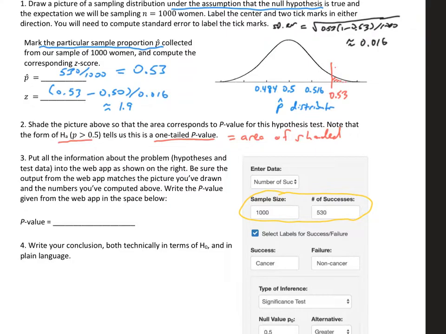So knowing that it was 530 out of 1,000 is actually what we need to know for the computer program. That's why I was saying if they had just told me 53%, I would have to figure out how many people that was in order to set this up. I click this box, select labels for success and failure. It allows you to put in some things here so the picture makes more sense to you. It's totally optional. There's no reason to do that in terms of the numbers.